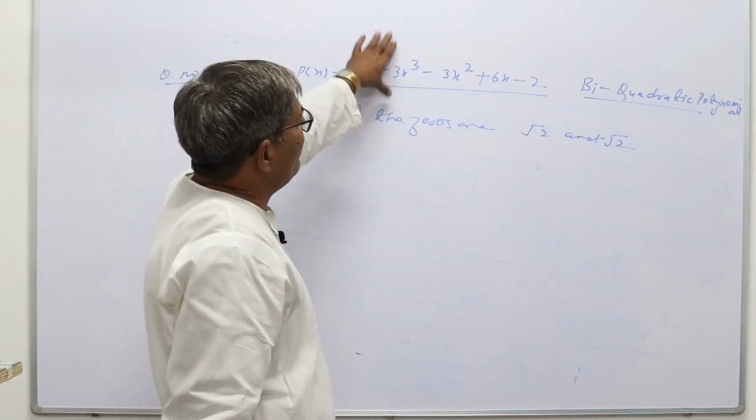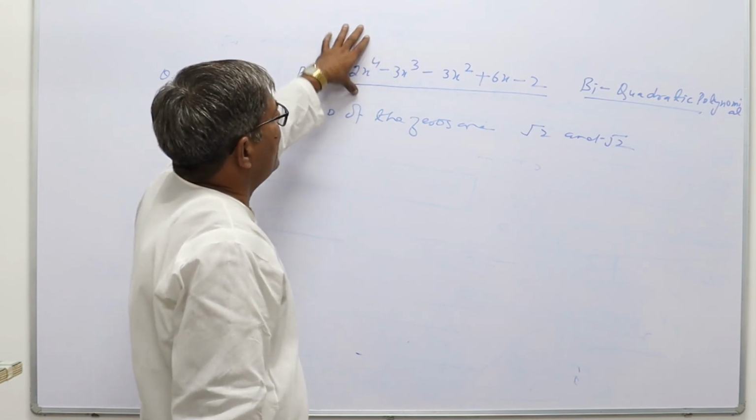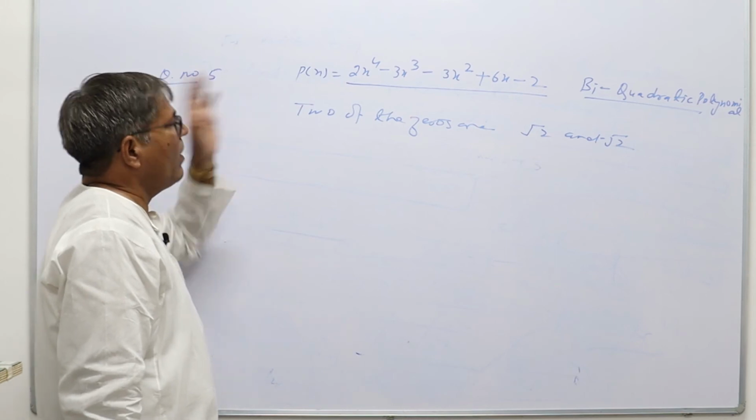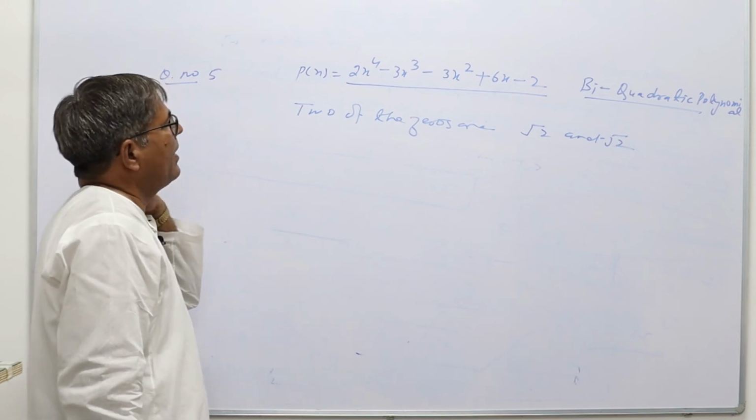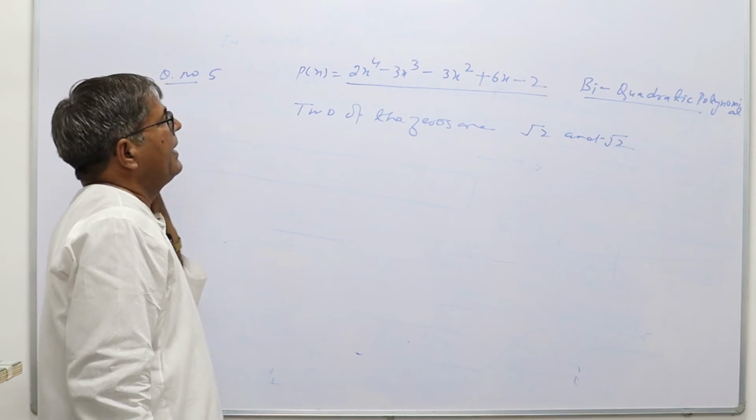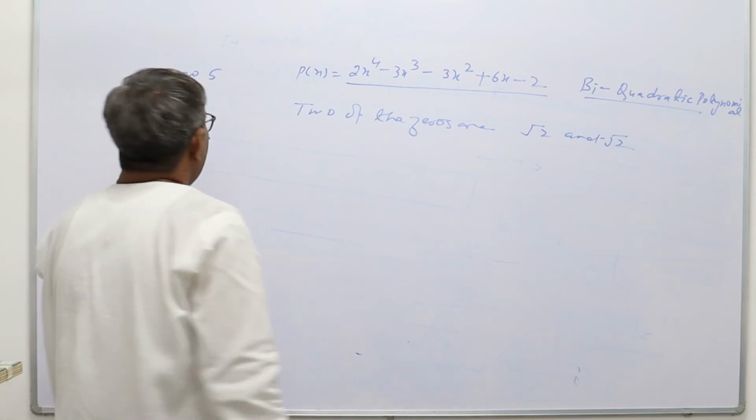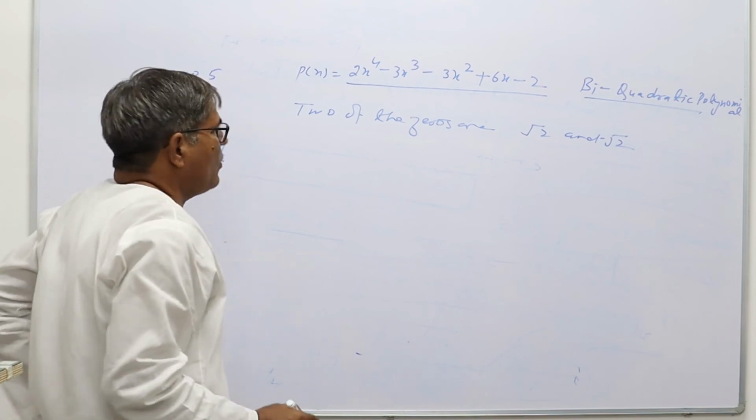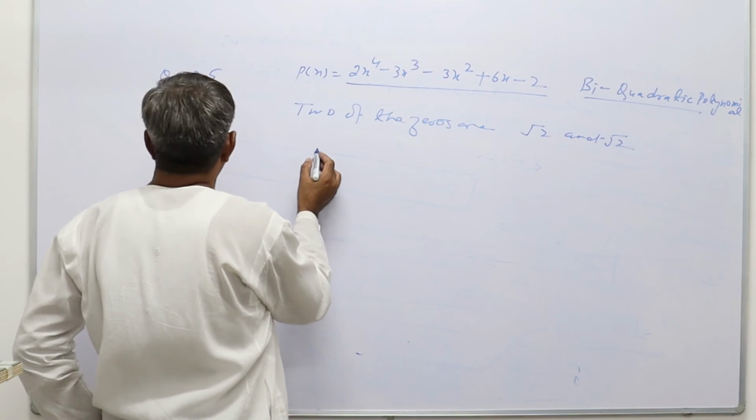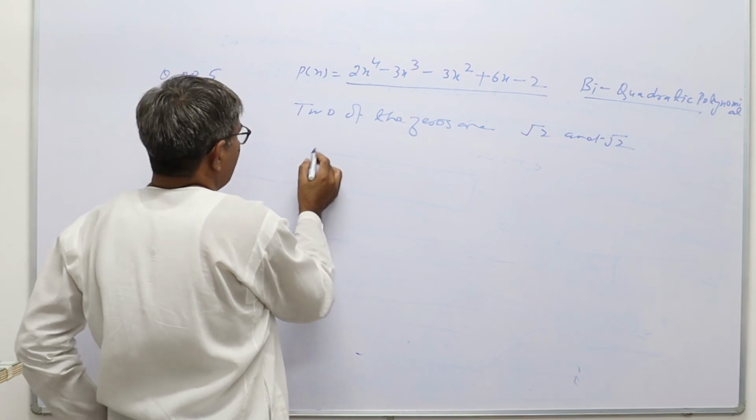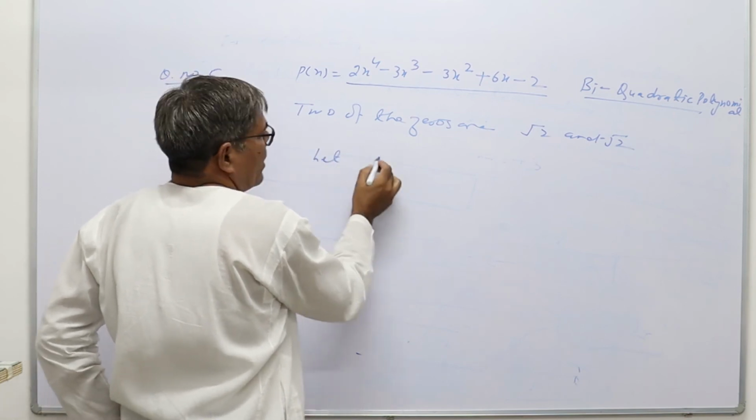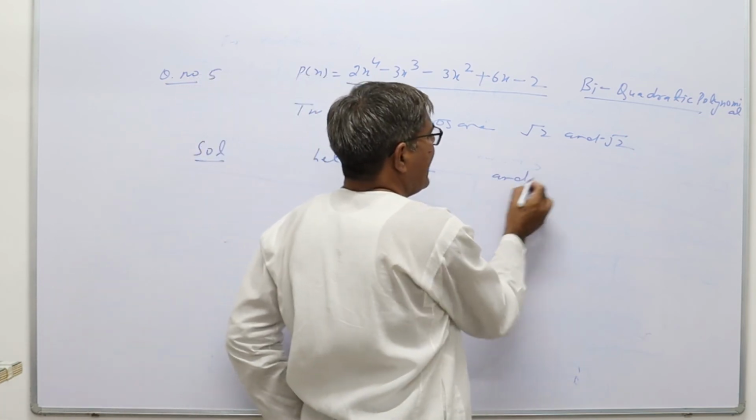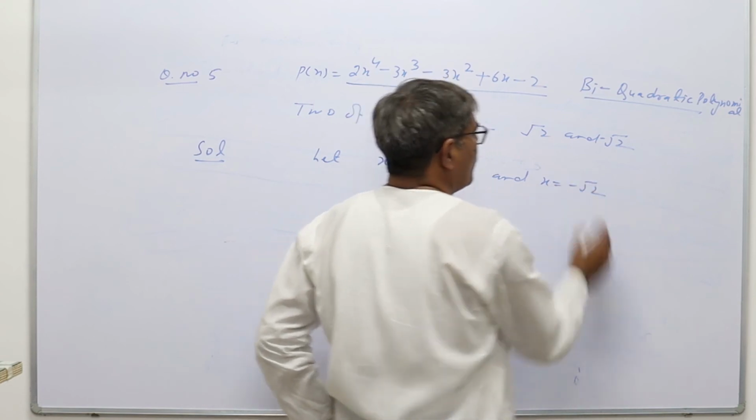So when we are given one polynomial, that polynomial may be quadratic, may be cubic, or may be biquadratic or tetra. Then if some zeros are given, first of all, how will we solve the question? So if the zeros are given, then we will suppose, let x equal root 2 and x equal minus root 2.